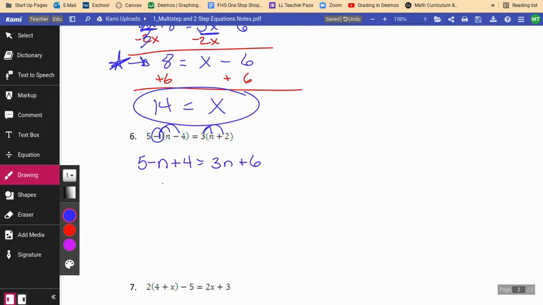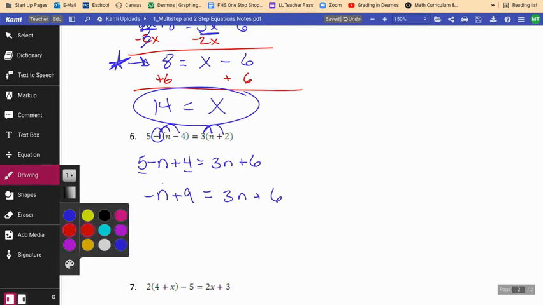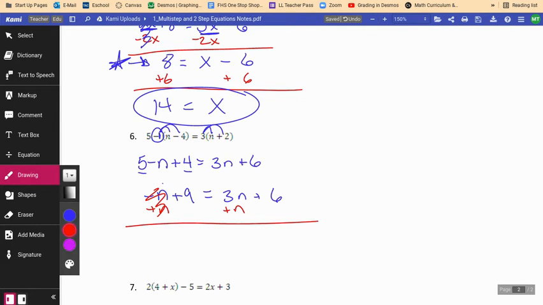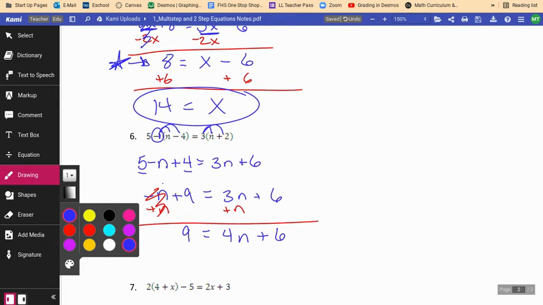Again, I need to combine, right? So I have negative n plus 9 is equal to 3n plus 6. I have variables on either side, so let's combine those variables. I do that by adding n to both sides. I'm left with 9 is equal to 4n plus 6.